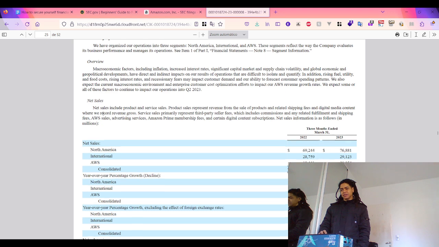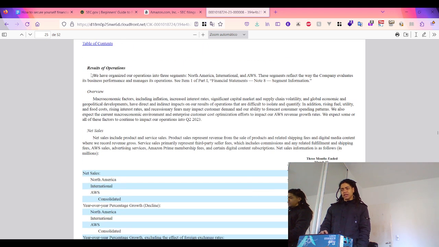So net sales. This is results of operations, and in the results of operations, they talk about the macroeconomic factors, including inflation and increasing interest rates. When you talk about the interest rate, it is how much a company will be charged on loans it takes from banks or directly from the Fed. Okay, significant capital market and supply chain volatility.